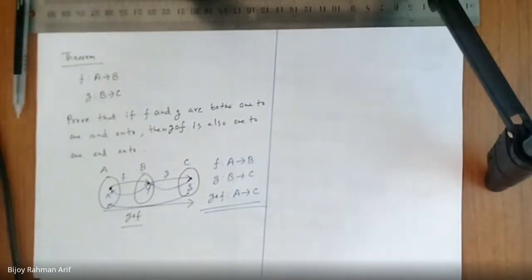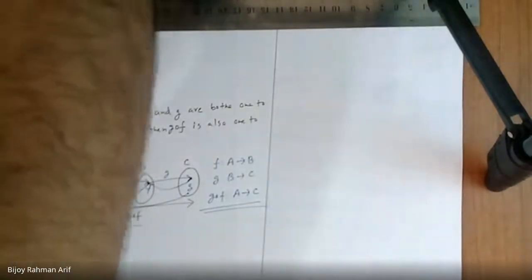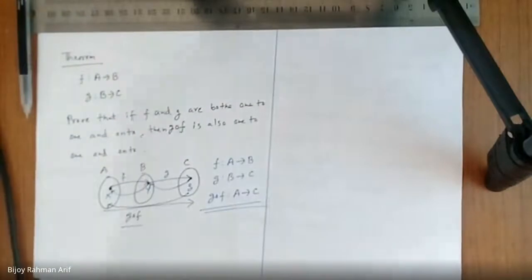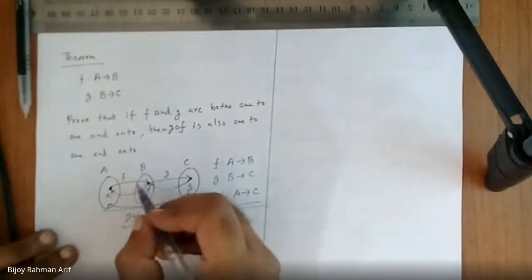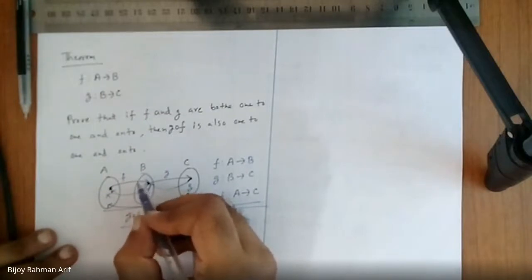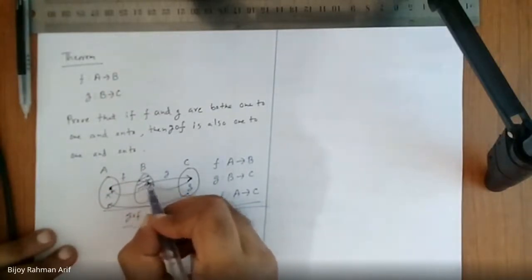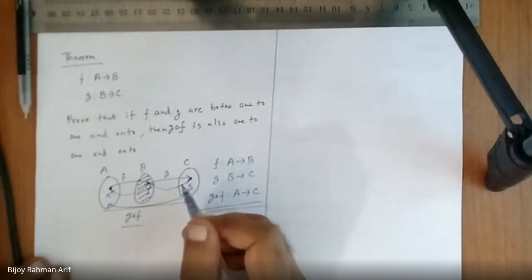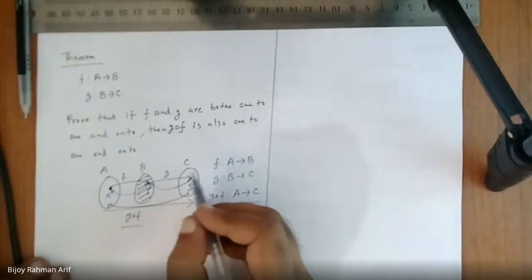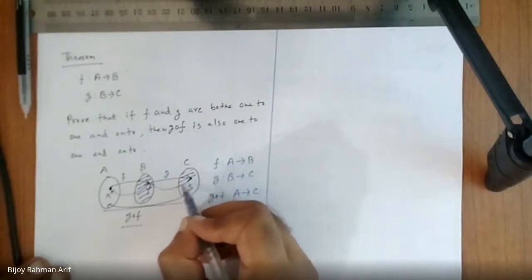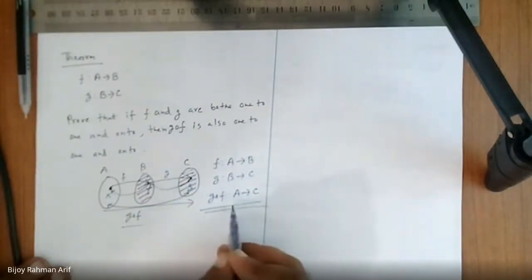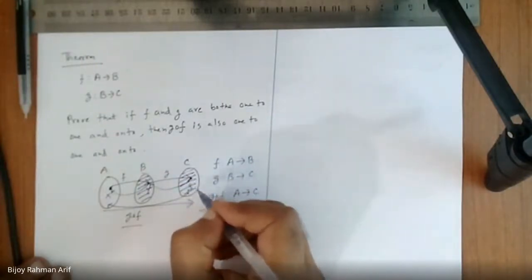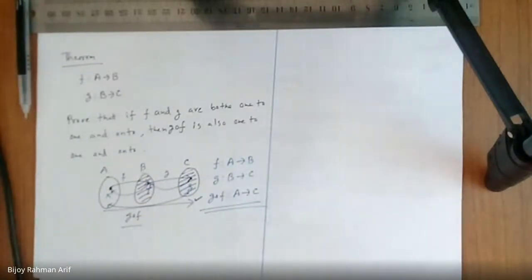And the second point argues, if F is onto, that means the whole codomain, in this case B, is used, and G is onto, that means whole C is used, then for G∘F, the whole C is also used. So this is the second argument. So how can you prove that?